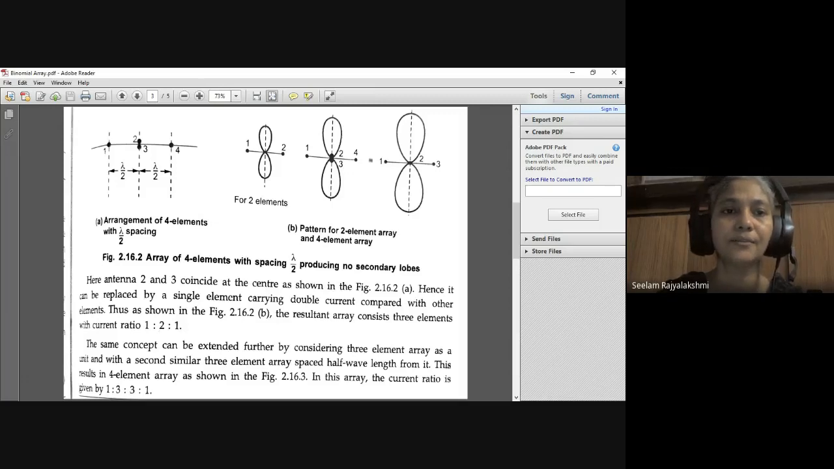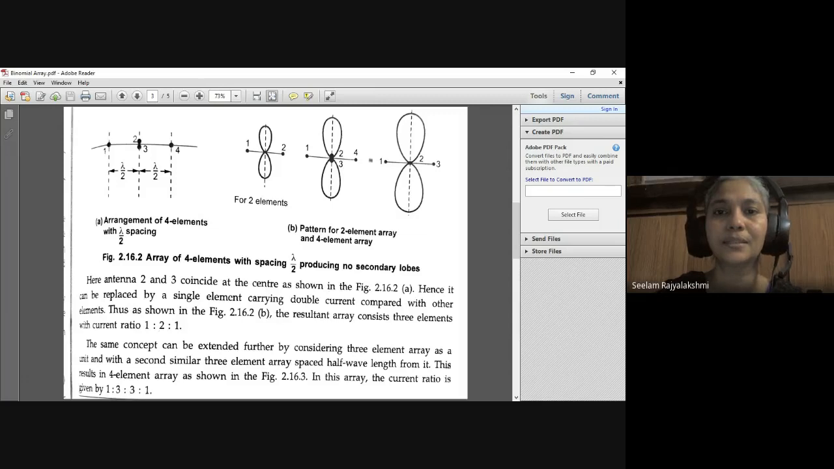And here this is the arrangement of a 4 element array with spacing lambda by 2. Here these are the two radiation patterns for the 2 point sources, in which we do not observe any side lobe. And by arranging like this, that means the pattern for the 2 element array and the pattern for the 4 element array. And by decreasing the distance between the point sources to lambda by 2, it acts as a single element.